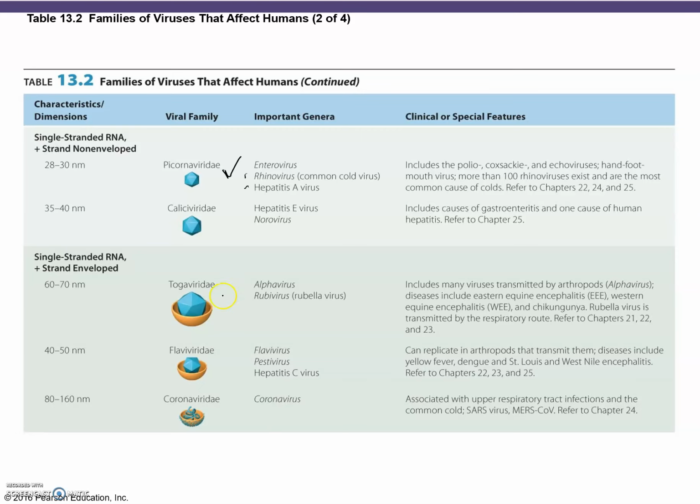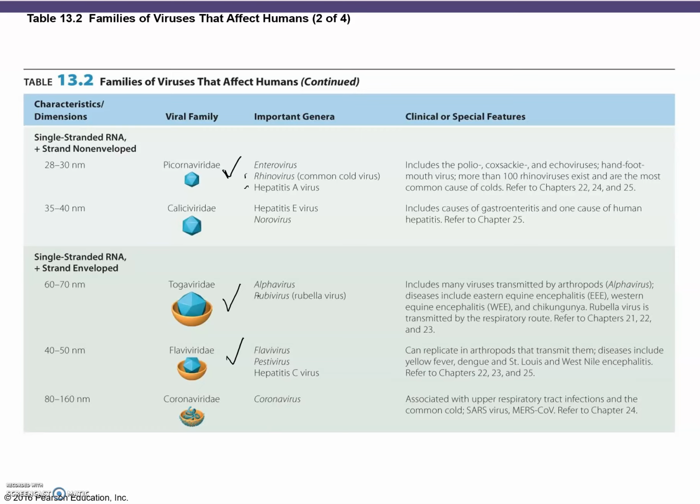Then here we have the Togaviridae. The rubella virus is in this category. So these are single-stranded RNA viruses with a plus strand, sense strand, that are enveloped. And then the Flaviviridae, very important, with several human diseases, namely the flaviviruses, dengue virus and West Nile, and then we have the hepatitis C virus in there too.